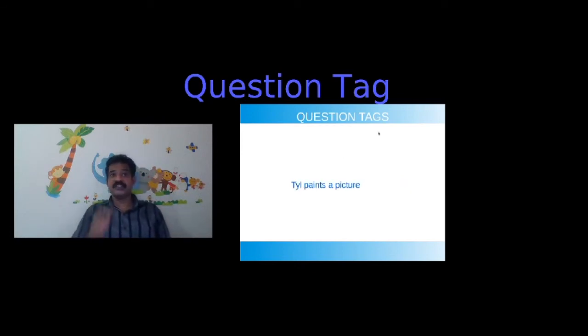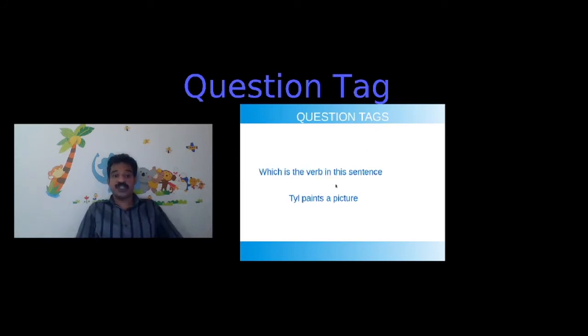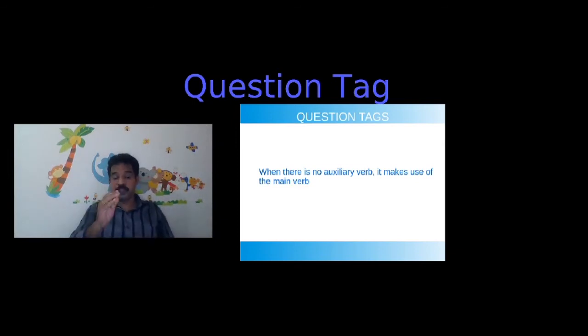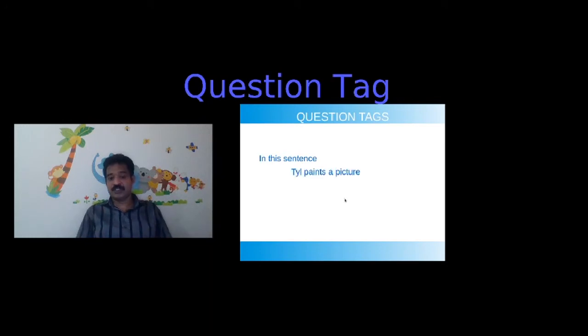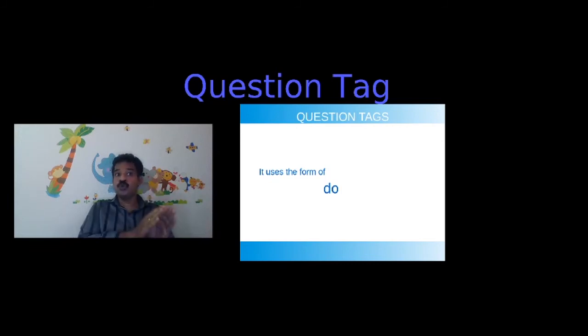Okay, let's see the sentence. Till paints a picture. Which is the verb in this sentence? We have discussed that. Paints is the verb. When there is no auxiliary verb or a primary verb, it makes use of the main verb to make the question tag. Okay, let's see how it is. Till paints a picture. The verb is paints, right? It uses the form of do. Actually, do is the primary verb in that sentence.